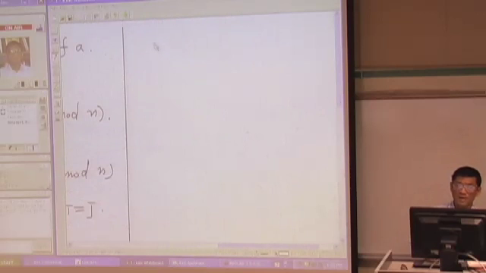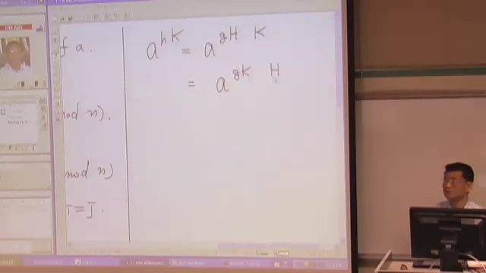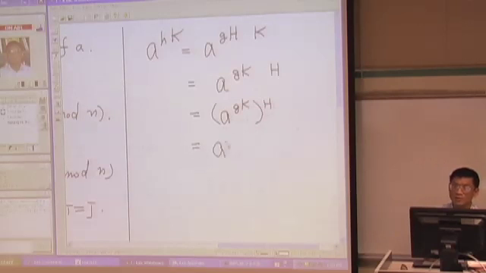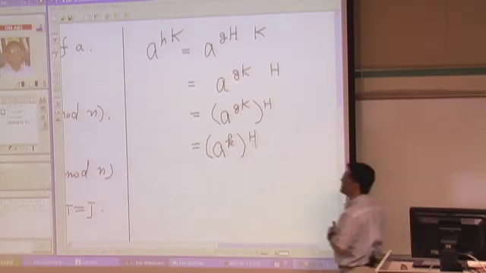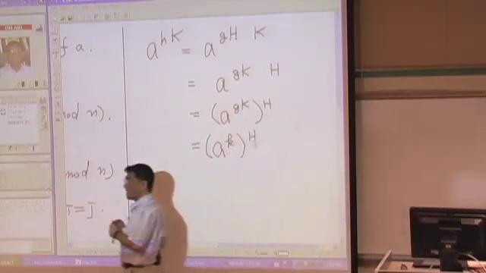A to the power of HK equals a to the power of h, which is nothing but G times capital H, and then K is here. Do you see it? And now I can rearrange it: G times K times H. Then I can write it this way: a to the power of GK, and then H. And GK is nothing but lowercase k. So please check all these steps and ask.